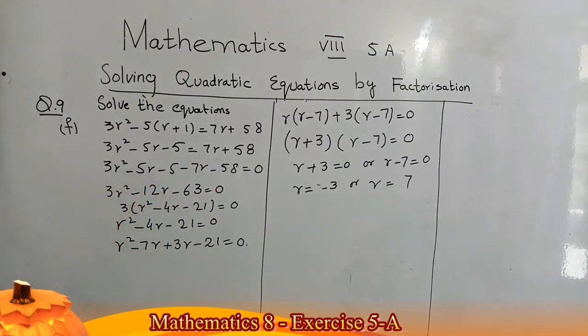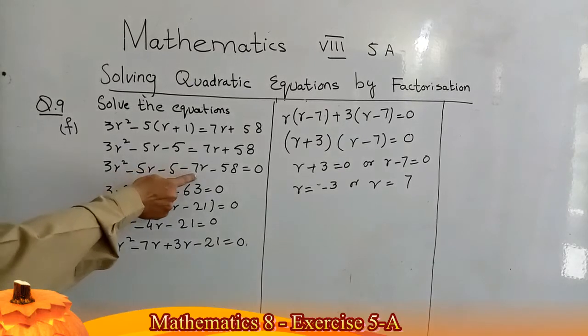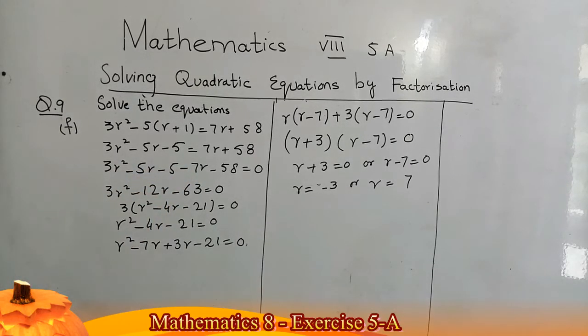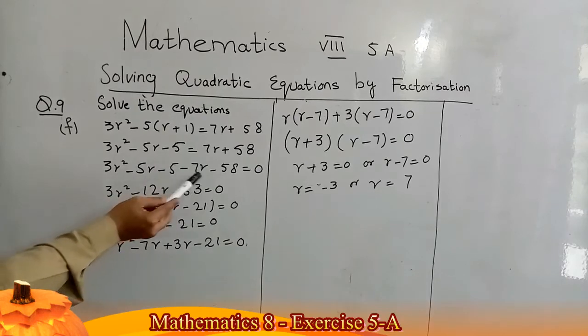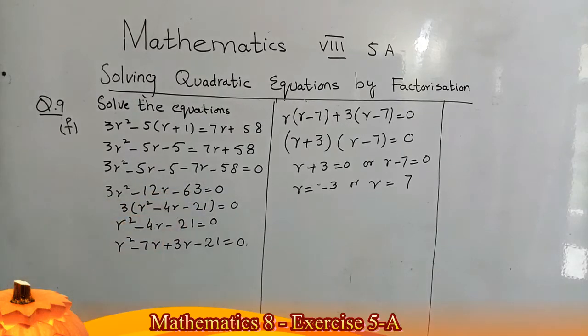So first of all simplify these terms. So minus 5r plus minus 7r becomes minus 12r. Minus 5 plus minus 58 is equal to minus 63. So the equation is in the standard form, but we see that 3 is common in the three terms. Listen, 3 is common in the three terms. So first of all I will take 3 as a common factor.